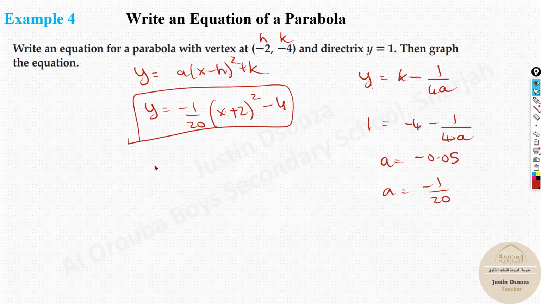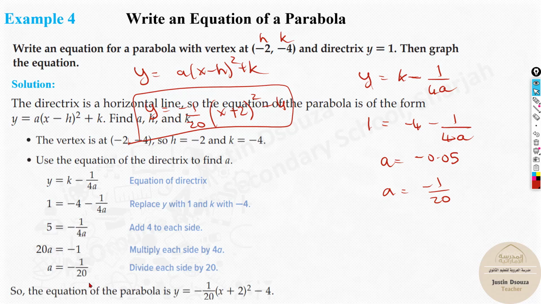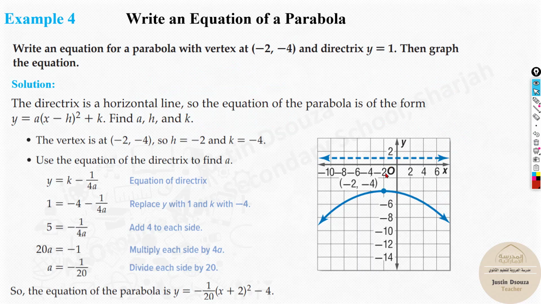Graphing, we know we can do it in the calculator, mode 7, from the table directly. You have done many graphing problems a while ago. And you can see that is the equation, minus 1 by 20 x plus 2 the whole square minus 4. As simple as it gets. And this is the graph. Now this is the vertex, and the only extra thing is to make sure you draw the line of the directrix. This is the directrix, y is equal to 1, so it's 1 over here. Draw a dotted line.